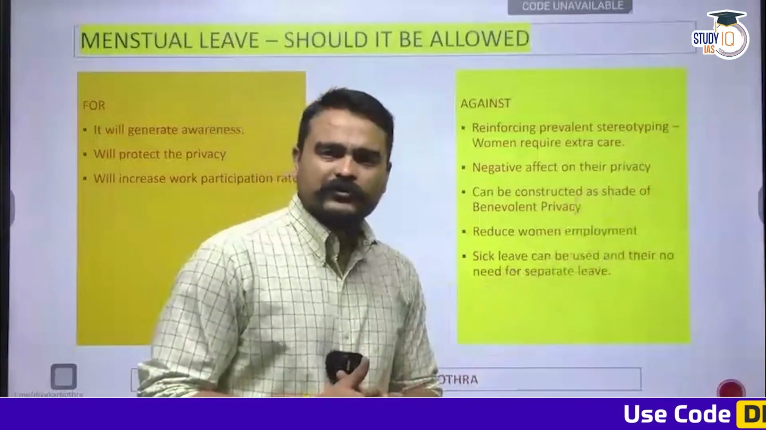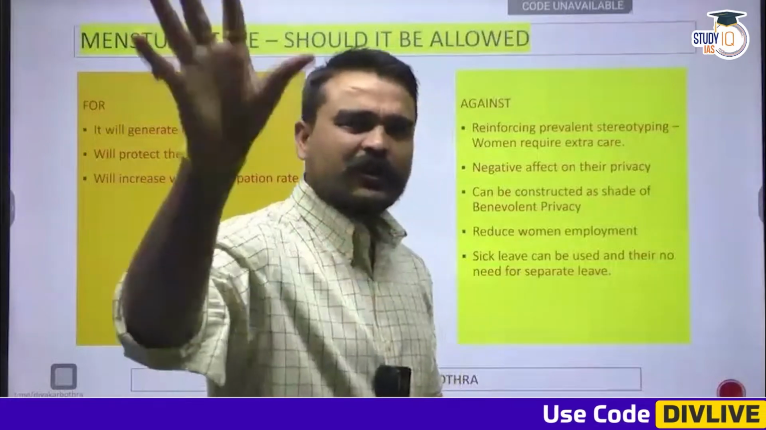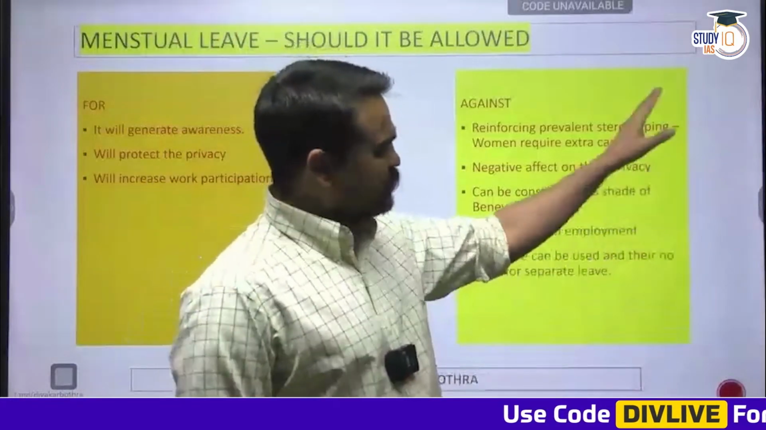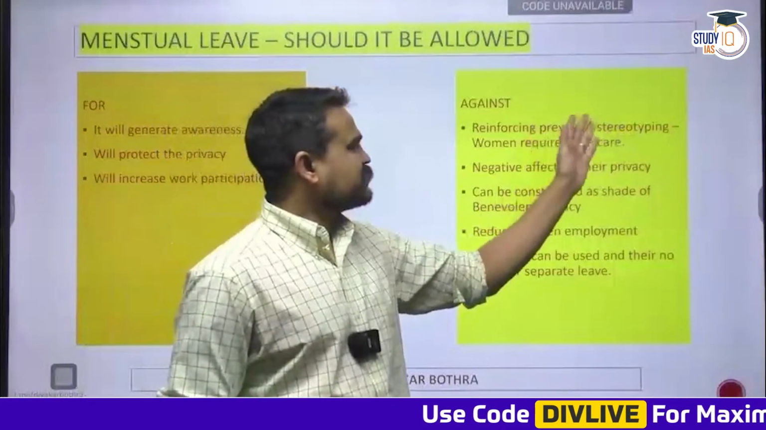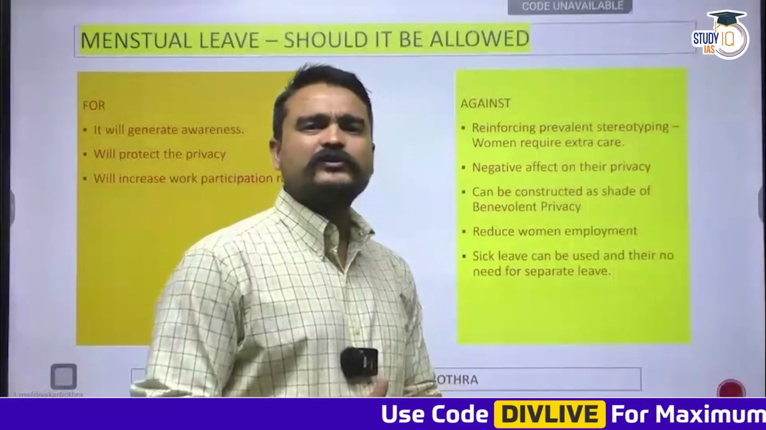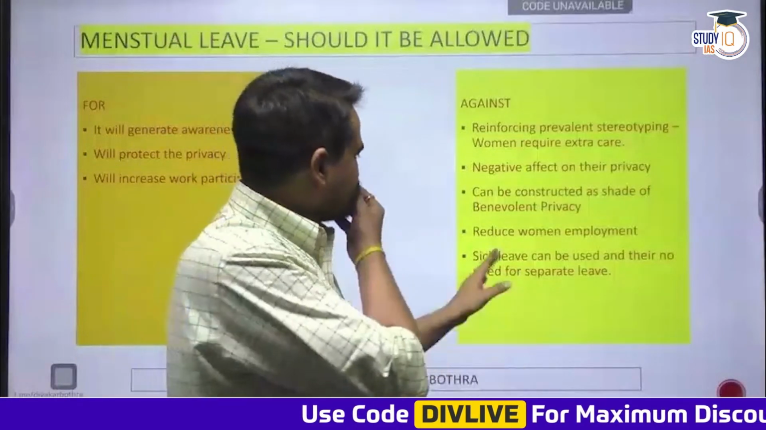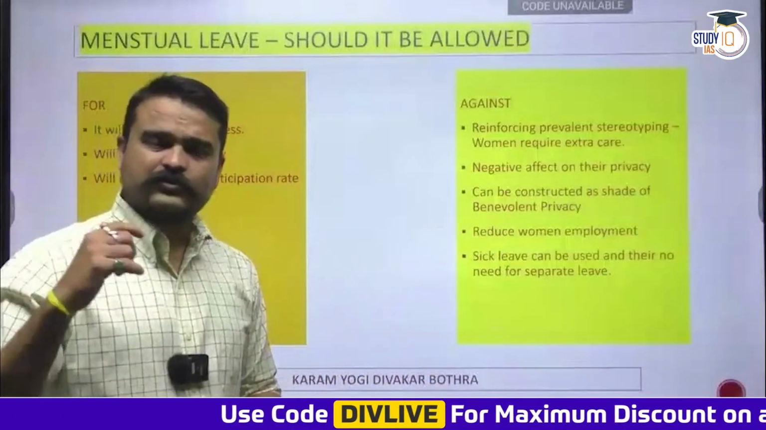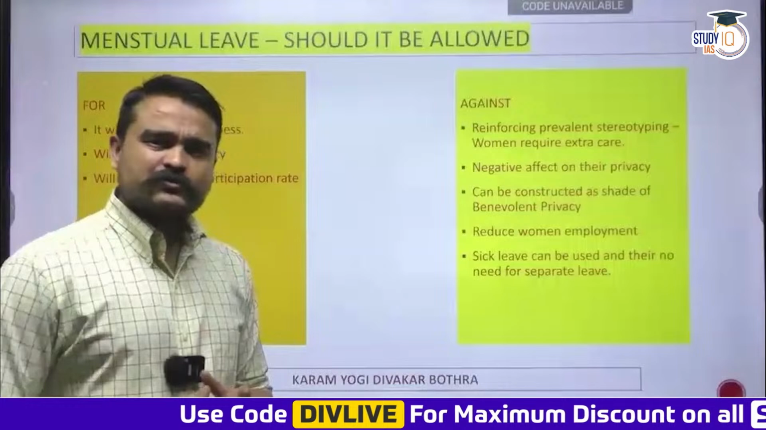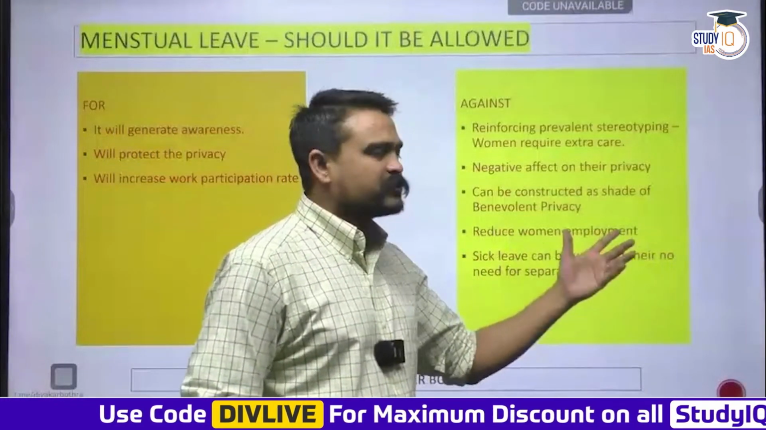It reduces women's employment. Why? You have seen in Bhid that women were not allowed, people went for men's employment. There would be different numbers of days, 10 days, 15 days, 20 days in a year. Leave would have to be given, so they would stop employing women. It may have negative repercussions. Such laws also reduce work participation of women. Sick leaves can be used and there is no need for separate leave.